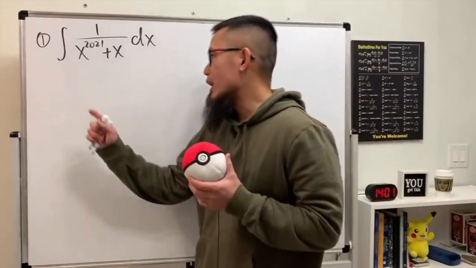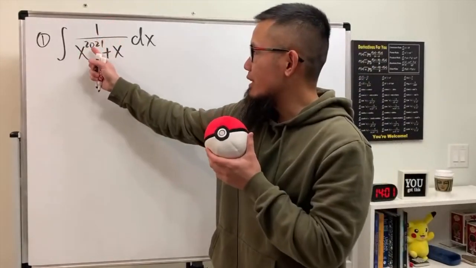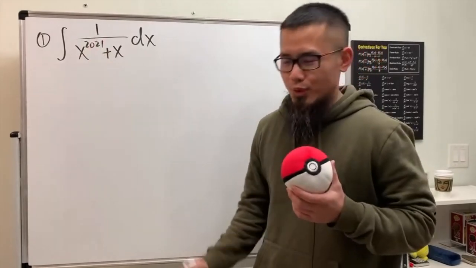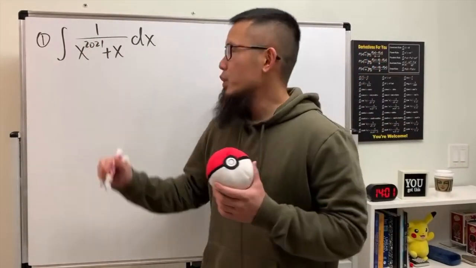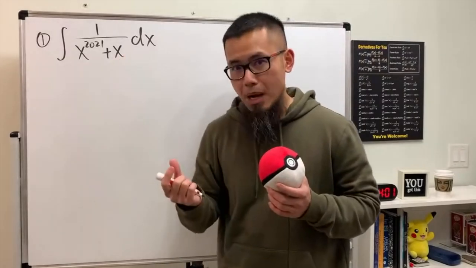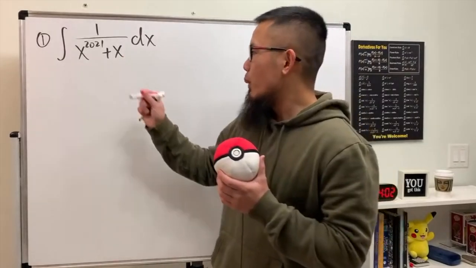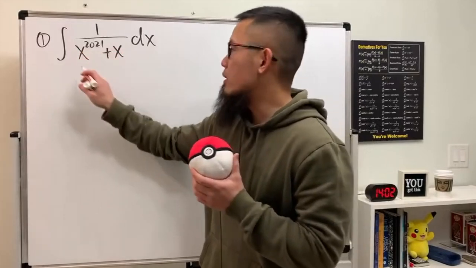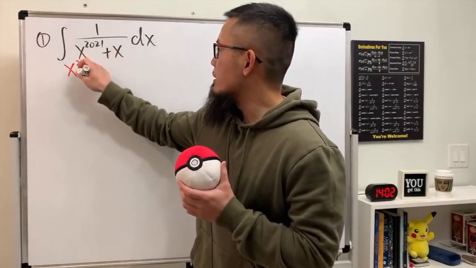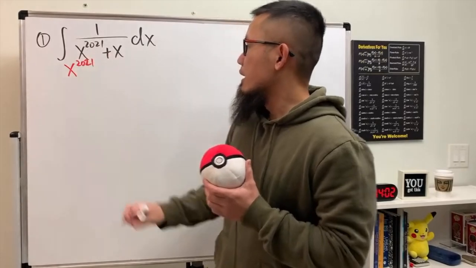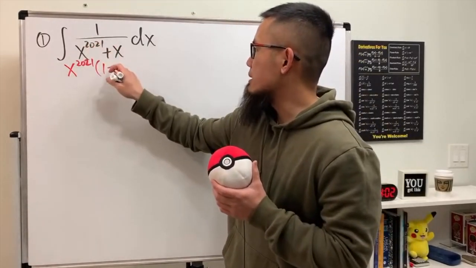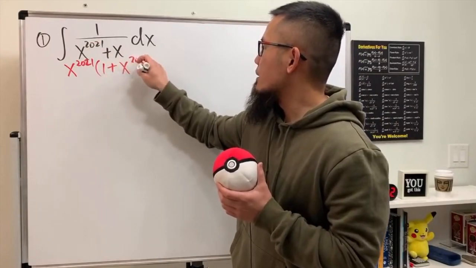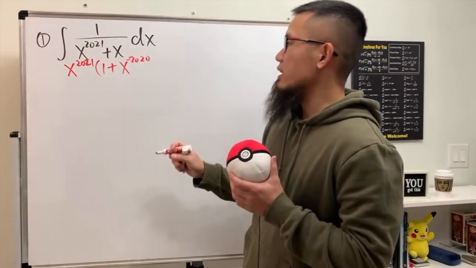So the first integral that we have is the integral of 1 over x to the 2021, of course the year 2021, and then we are going to add the x to it. Usually, we only factor out the x to the smaller power, but here, if you are willing to factor out x to the bigger power, namely x to the 2021, then this right here will be very, very nice, and you end up with 1 plus x to the 2020, but it will be negative, right?